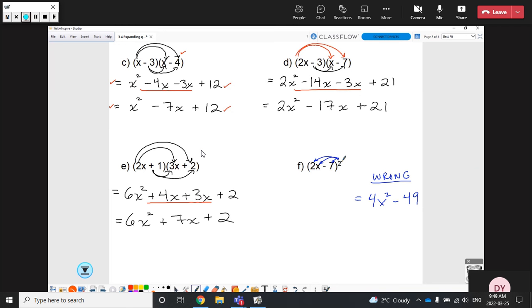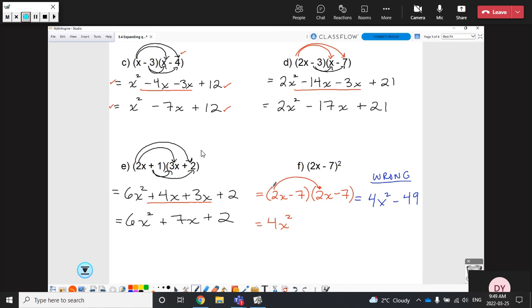Right? So just be cautious. Whenever something is squared, what we're really saying is it's something multiplied by itself. So 2x minus 7, in brackets, all squared, really means 2x minus 7 times 2x minus 7. That's what we're talking about. That's what we want here. And from here we go.